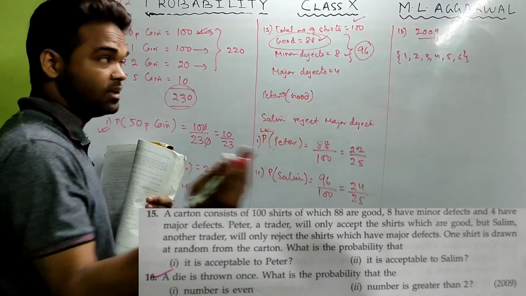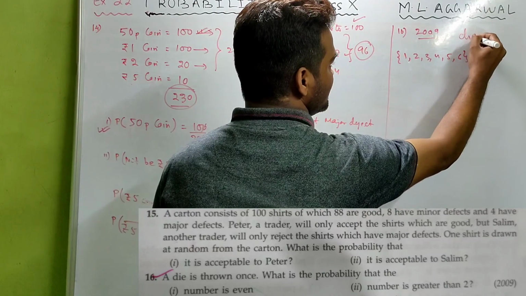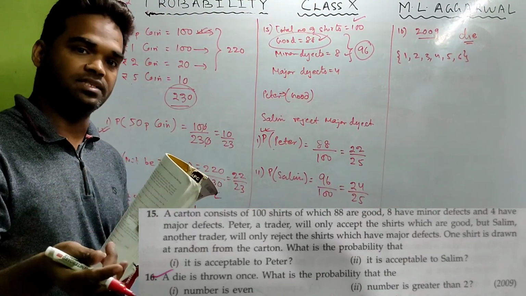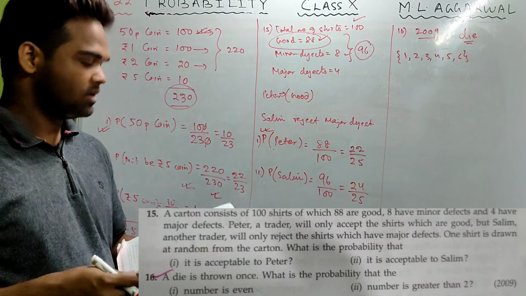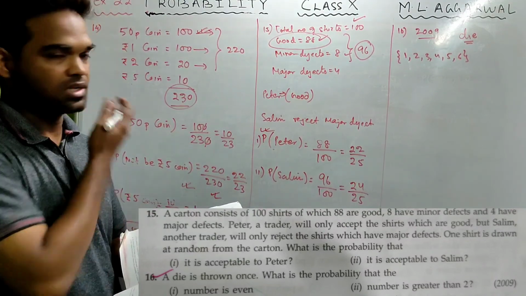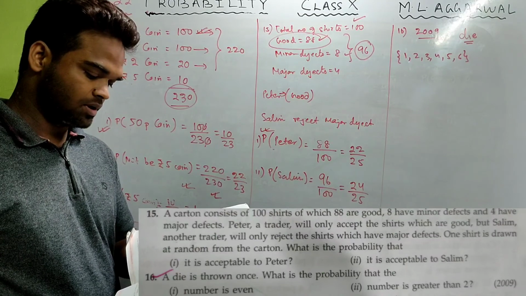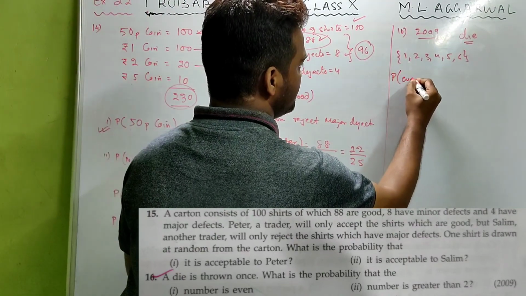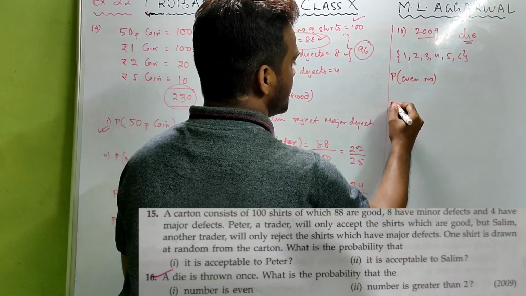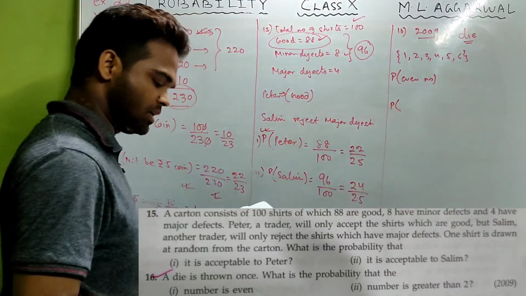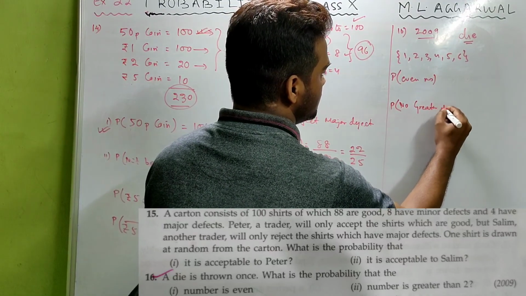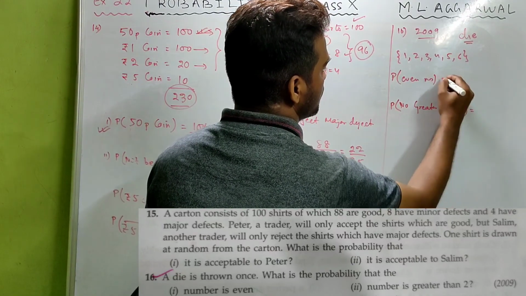So when you throw a die, the spelling of die is D-I-E. Okay, that's not a wrong spelling. And plural is dice, D-I-C-E. So when you throw a die, these are your outcomes, sample space. What is the probability that you get an even number, and the probability that you get a number greater than 2?